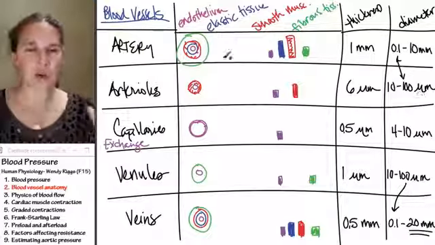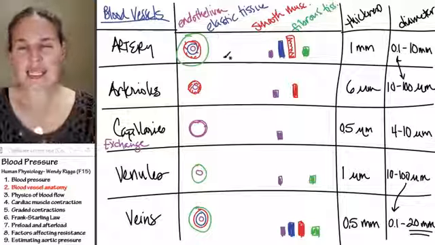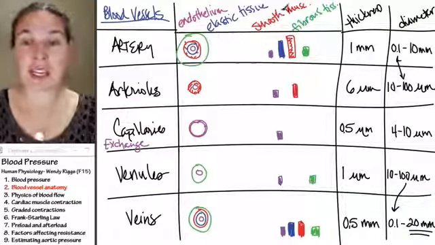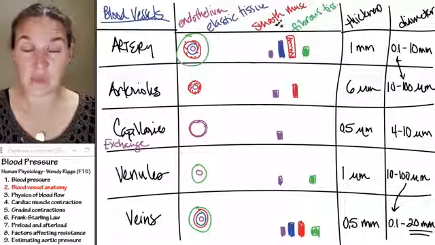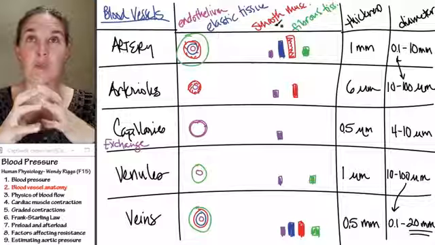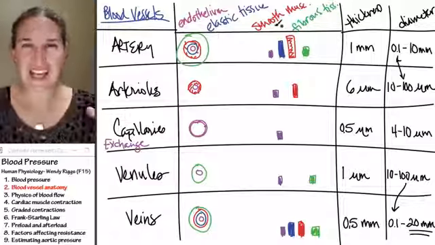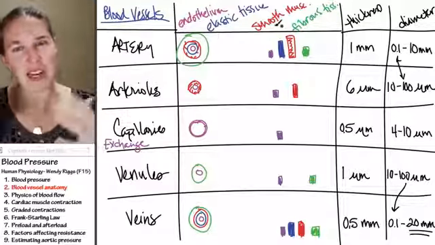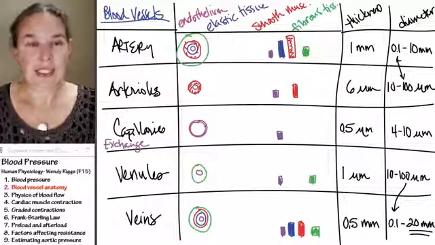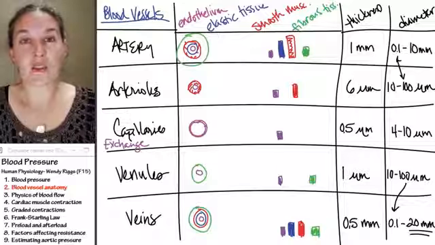Okay, so that gives you a big picture. It's important because regulating blood pressure is going to happen in vessels that have the smooth muscle. And it's also important because blood pressure is maintained by the blood vessels that have that elastic tissue in them for stretching. Next, we're going to look at some characteristics of blood flow.